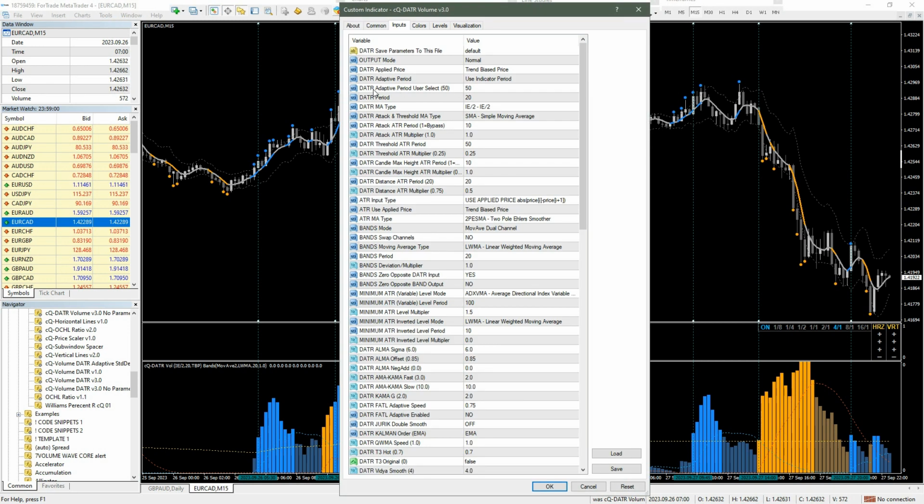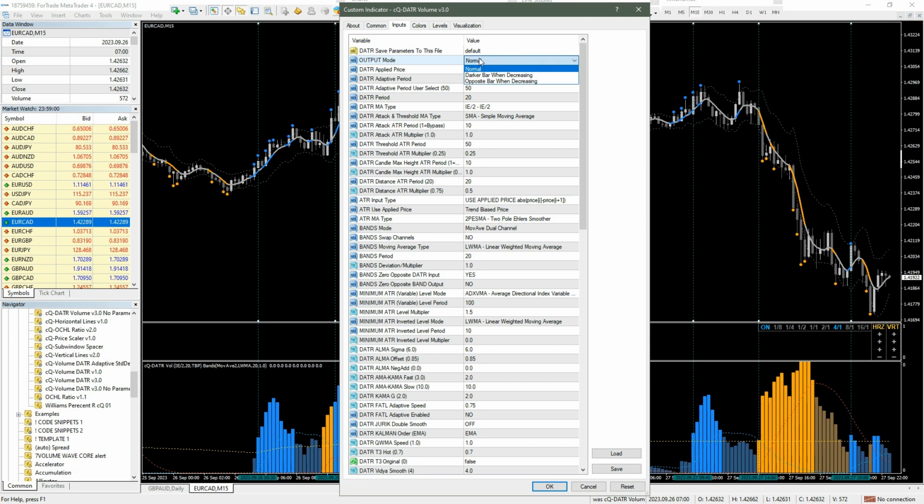The main difference between this one and previous versions of this indicator is the addition of this attack and threshold parameters. I was trying to mimic an audio dynamics processor called a compressor, but that actually didn't work very well, so I settled for this, and I'll show you the code, what it's actually doing. This is the main difference.